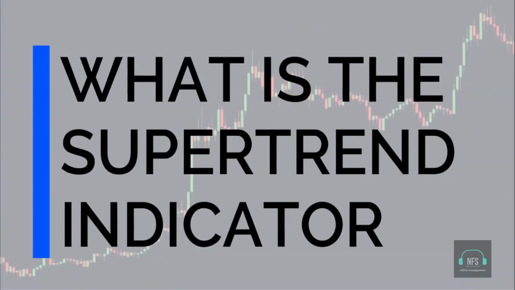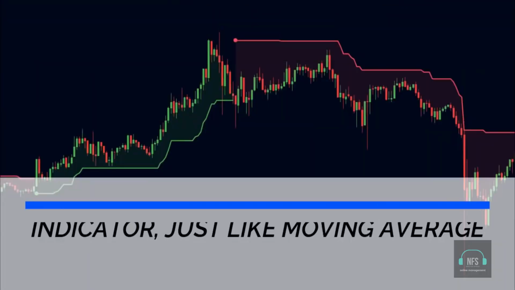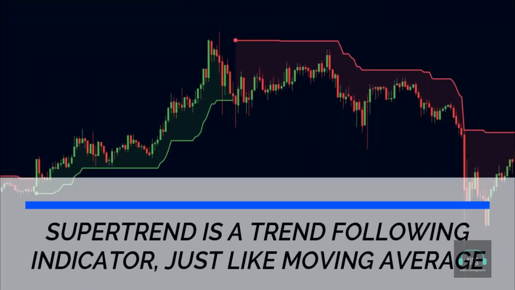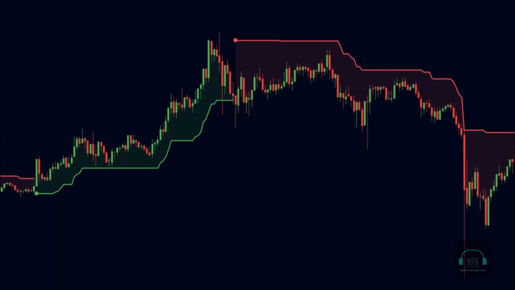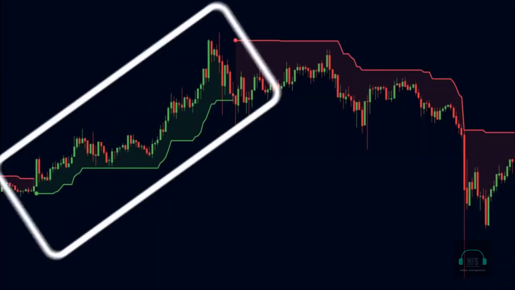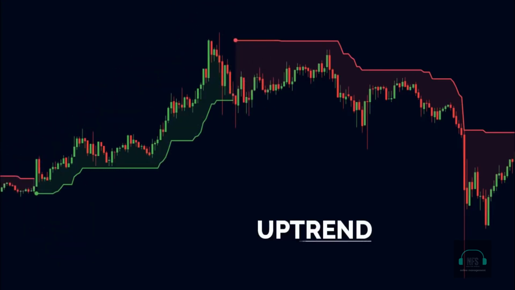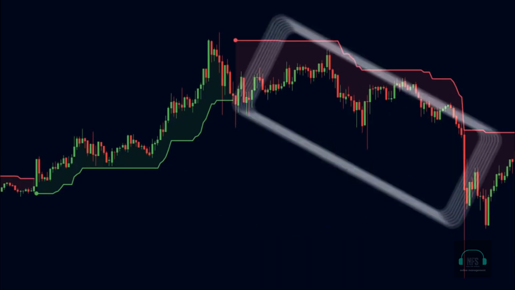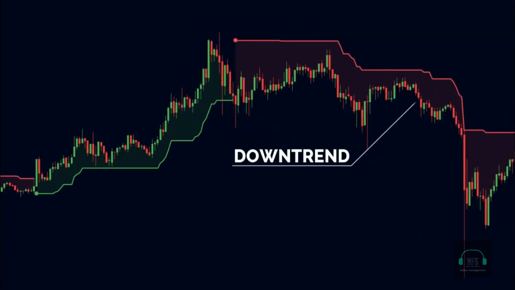So first, let us understand what is the Supertrend indicator. As the name suggests, Supertrend is a trend-following indicator just like moving average. Supertrend is plotted on the price chart, and it helps in identifying the trend. When the price is above the Supertrend, it will be green in color. This indicates the asset is in an uptrend. On the other hand, when the price is below the Supertrend, it will be red in color. We can say that the asset is in a downtrend.